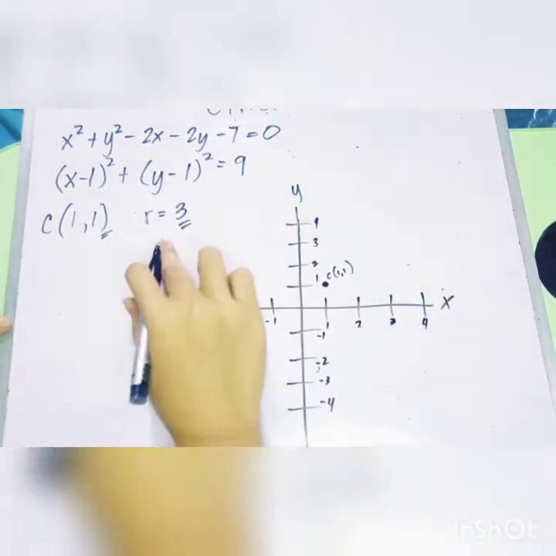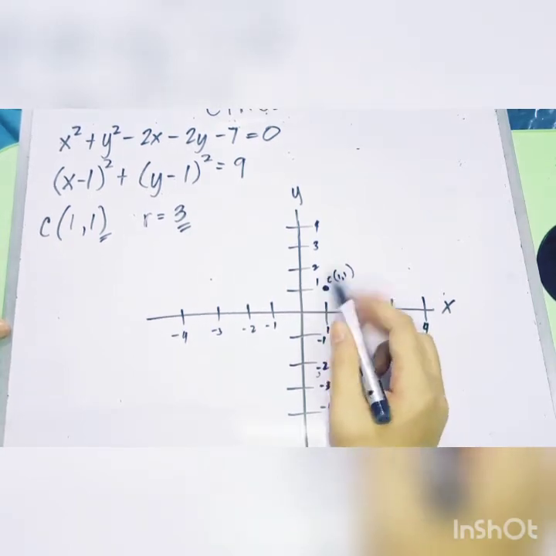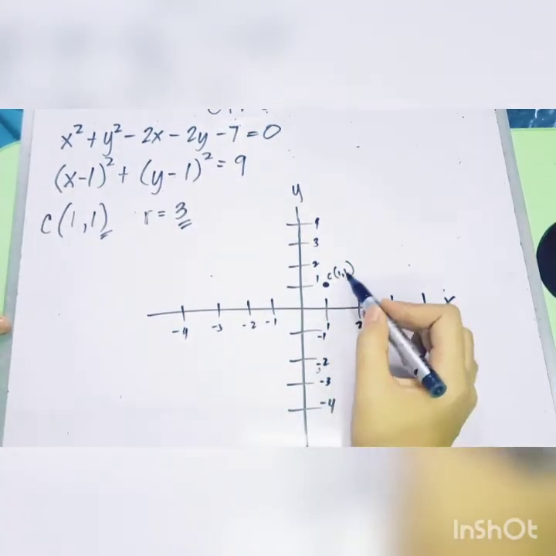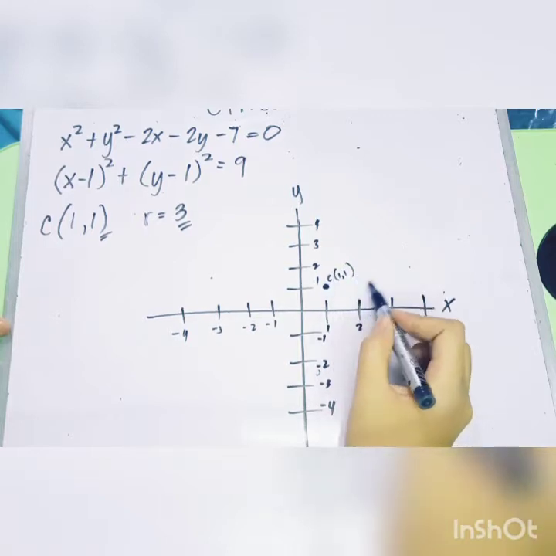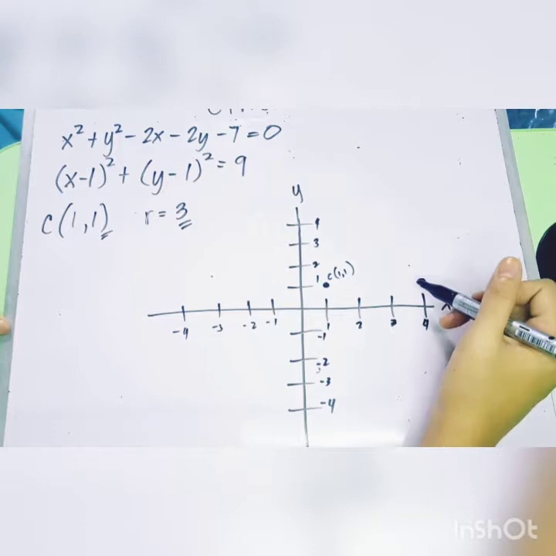Okay, next after is the radius. From the center, we're going to count for the right side 3 times. Okay, 3 units. So, 1, 2, and 3. So, we'll end up here.